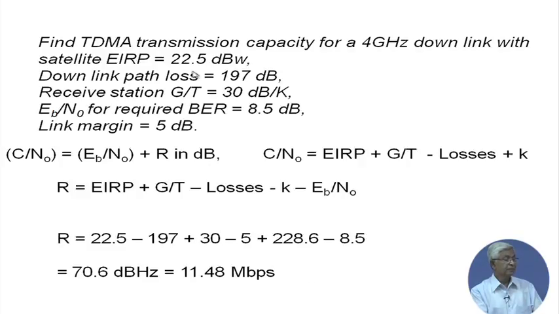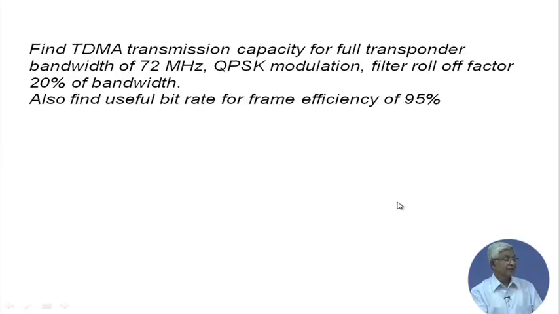So we have been asked to find the transmission rate based on EIRP and G by T, and we have calculated it based on C by N naught. Let us take one more example, which is to find the TDMA transmission rate or transmission capacity for a full transponder bandwidth. This is a bandwidth example. For a full transponder bandwidth of 72 megahertz, QPSK modulation, filter roll-off factor 20% of the bandwidth, find the useful bit rate for frame efficiency of 95%. Just look at this number, 72 megahertz. Normally we were always talking about a 36 megahertz transponder.